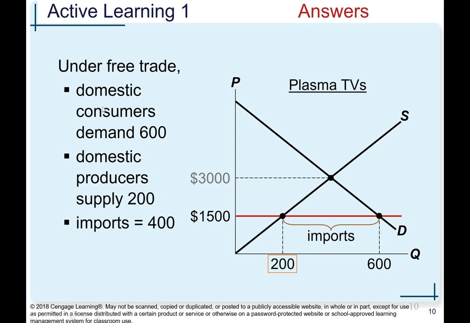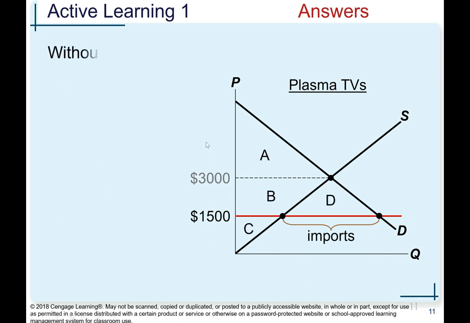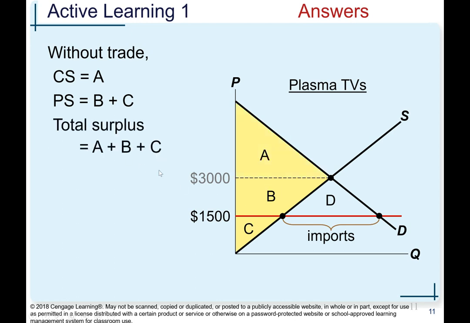Under free trade, domestic consumers demand 600. That is where the demand is. Domestic producers supply 200. And then consumer surplus without trade is area A. Producer surplus without trade is C and B. When this economy is open for trade, total surplus is A, B, and C.